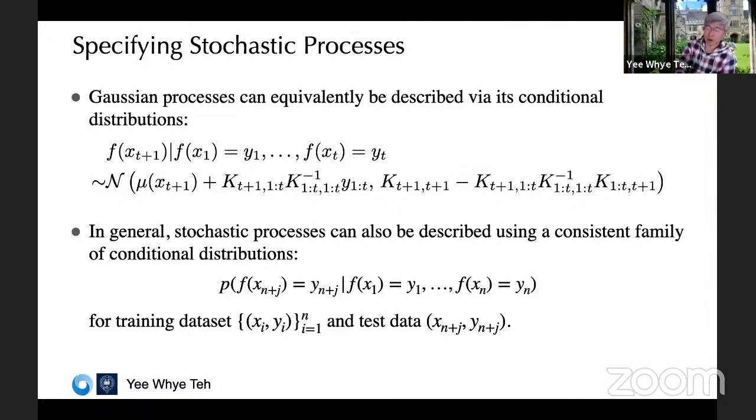In general, stochastic processes can also be described using a consistent family of conditional distributions. Given a training set, we're conditioning the function evaluated at the training inputs to be equal to the training outputs. And conditioning on the training set, we would like to compute the conditional distribution over the test output given the test input. And this family has to be consistent in the same way as before.